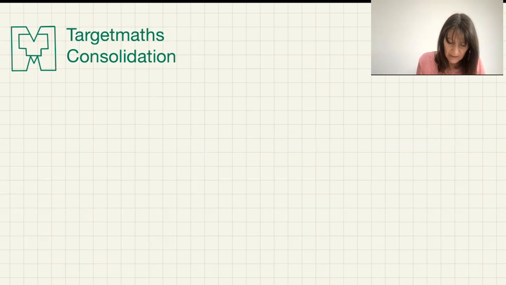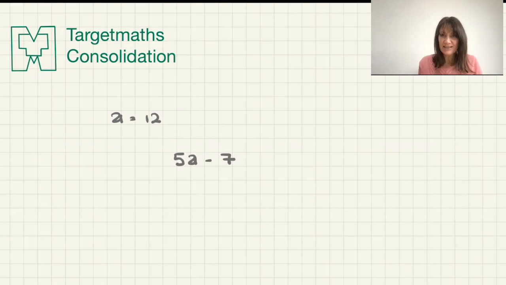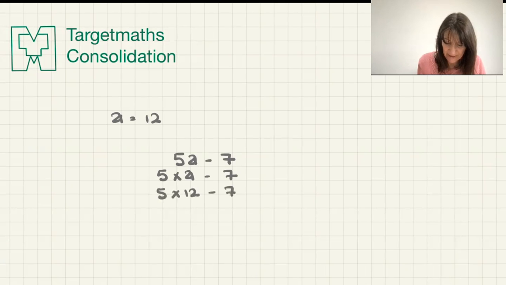We're going to say a is equal to 12. So I want you to work out what 5a minus 7 is. Okay? Hit play when you're ready. Okay, so this means 5 times a take away 7. Always good to write down what it means first. It'll help if things start to get complicated. Then it's 5 times 12 take away 7. Well, 5 times 12 is 60, and 60 take away 7 is 53. So hopefully that went well.